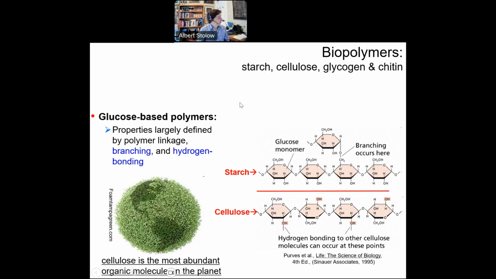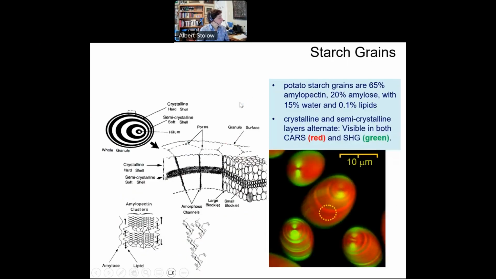So can we image these things? Can we learn something about them? Well, I'll show you an example. This is an example of a starch grain. A starch grain is small, on the order of 10 microns. And what it's made up of is alternating layers of lipid and carbohydrate, starch. And these alternating layers go from crystalline to non-crystalline.